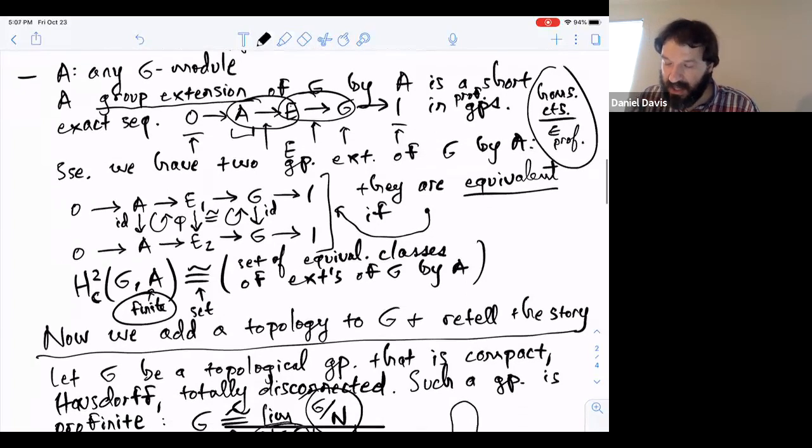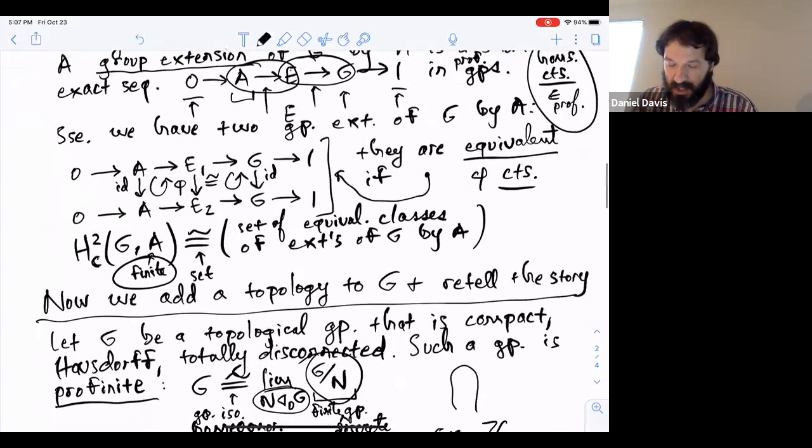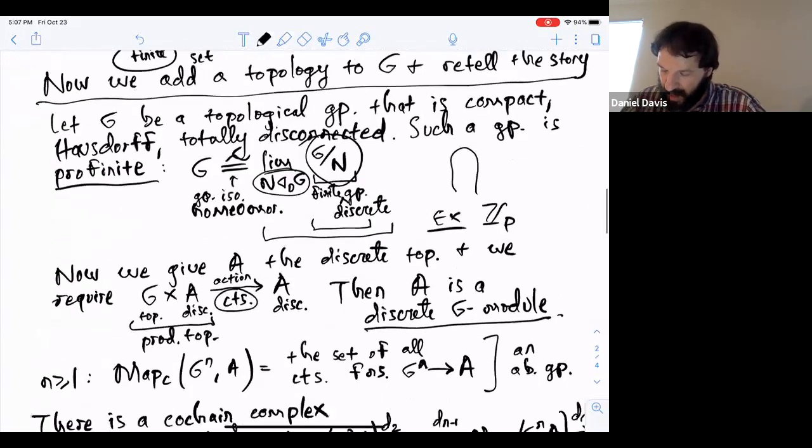And then for the concept of equivalence down here, we only need to add the requirement that phi be continuous. So when we do that, this is valid for continuous group cohomology. Okay, so all right.